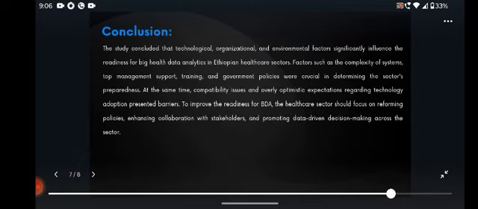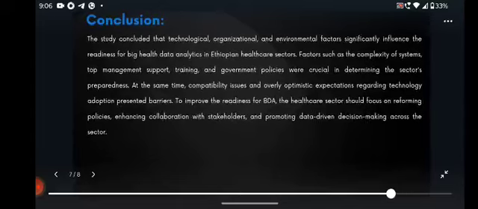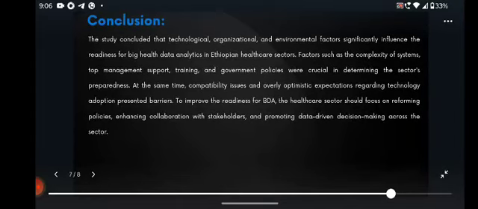So, this is the conclusion. This study concluded that technological, organizational, and environmental factors significantly influence the readiness for big health data analytics in Ethiopian healthcare sectors. Factors such as the complexity of systems, top management support, training, and government policies were crucial in determining the sector's preparedness. At the same time, compatibility issues and overly optimistic expectations regarding technology adoption presented barriers.